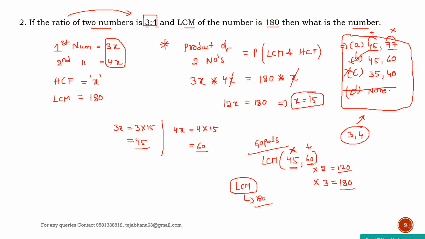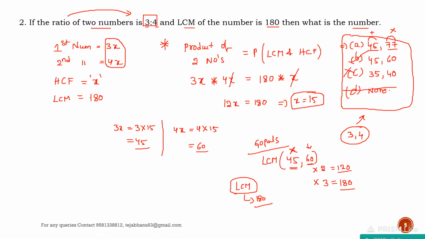Why I haven't given the options is just to make you understand the methods first. From the next session onwards, definitely I will give you the options and I will tell you multiple methods of how we can solve this question in multiple ways, that is, with the basic method as well as option verification if possible.